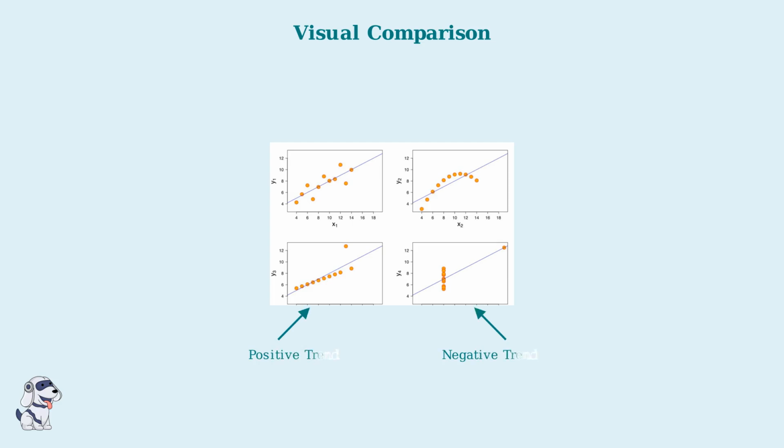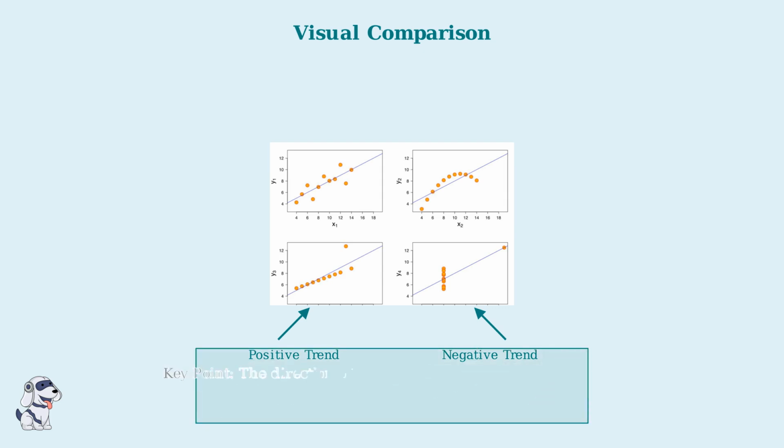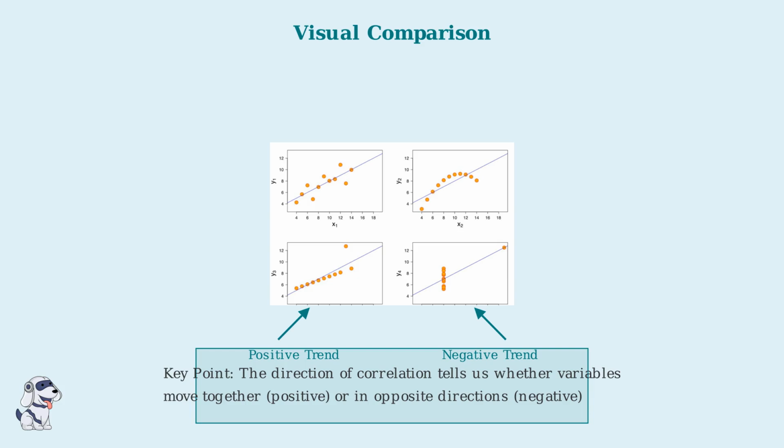The direction of correlation is fundamental to understanding relationships between variables. Positive correlations show variables moving together in the same direction, while negative correlations show them moving in opposite directions. Remember, the direction of correlation is just as important as its strength. Understanding whether a correlation is positive or negative helps us predict how one variable will behave when the other changes.